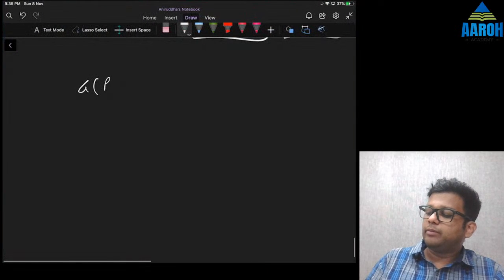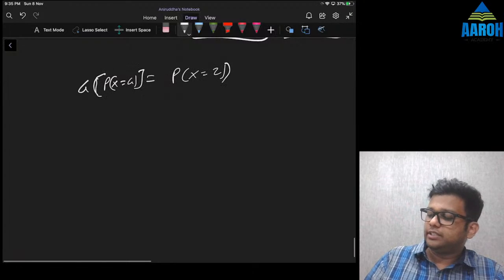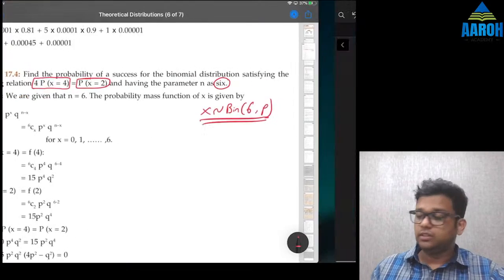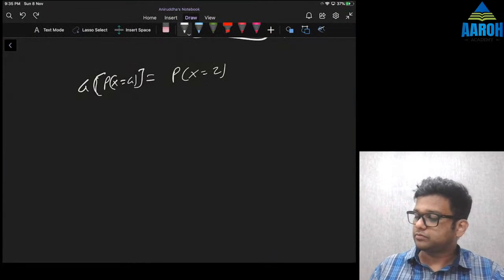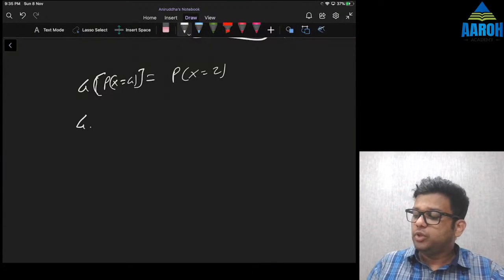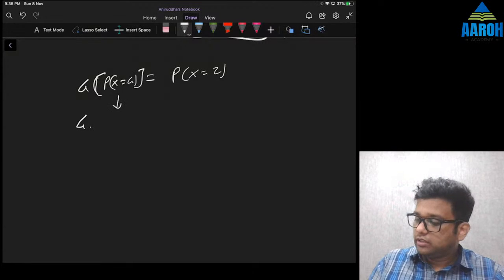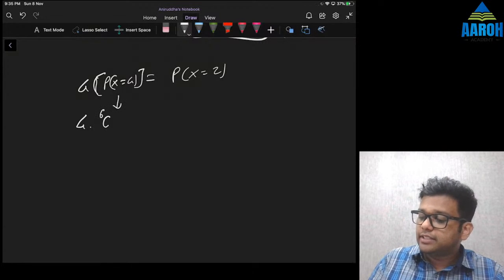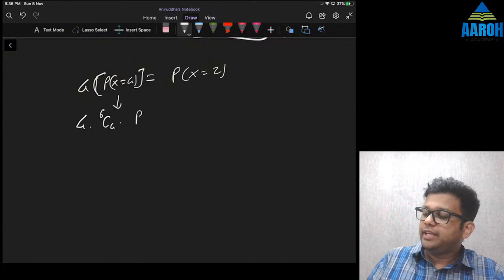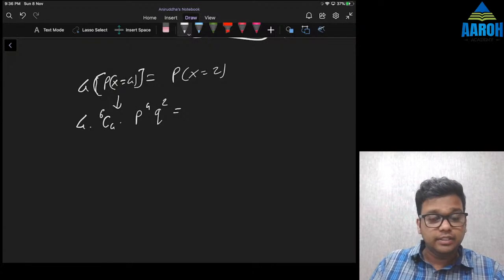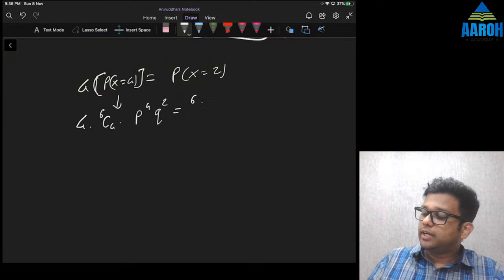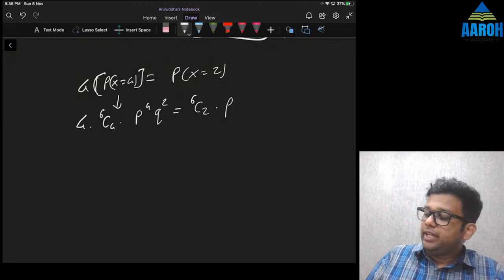Okay, fine. So I'll also do it on screen, you also try it, those who know, otherwise concentrate here. So 4 times the probability that x is equal to 4 is equal to the probability that x is equal to 2. Let's try to solve this. 4 times, we know the PMF of binomial distribution, n is 6, 6C4 into p raised to 4, p we don't know, into q raised to 6 minus 4, that is 2, is equal to nC2, that is 6C2, into p raised to 2 into q raised to 6 minus 2, that is 4.